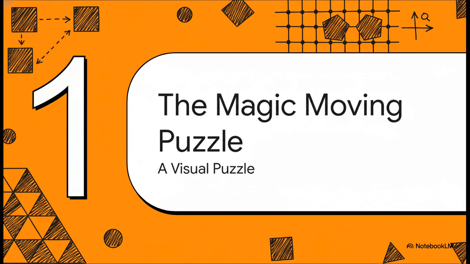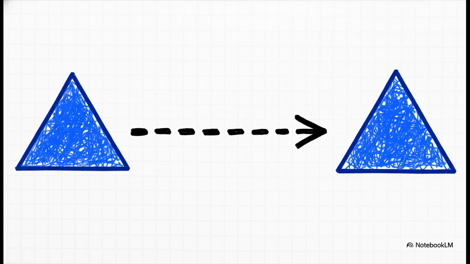All right, let's just dive right in with a little visual puzzle to get things started. We're going to look at a simple shape on a grid and just watch what happens. So here we go. We've got a triangle just hanging out on a grid. Now keep your eyes on it. See how it glides so smoothly from one spot to another? It's like it's just effortlessly sliding across a sheet of ice.